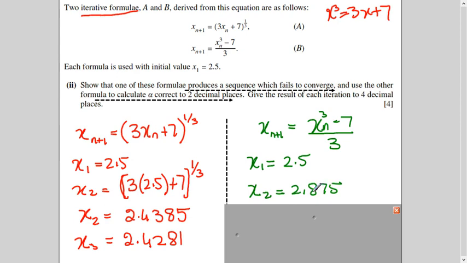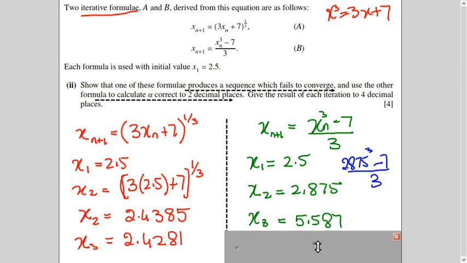Now when I plug this value of x2 in here, it will be 2.875 cube minus 7. Let me write here, if oral is confusing for you. So you can write here 2.875 cube minus 7 divided by 3. Right, so I'm substituting this. The answer I will get will be the answer of x3.